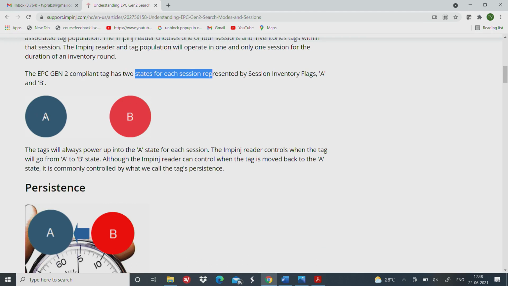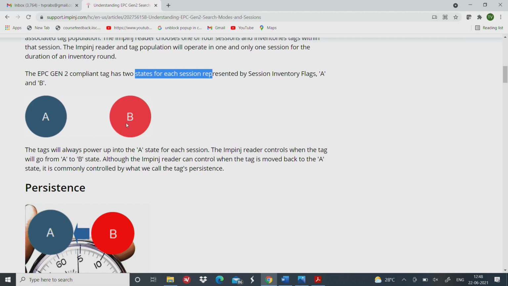In single target what actually happens is this A state that you see here, it inventories itself to the reader and then goes to B state and remains in B state. Okay, it remains in B state. How long it remains in B state is another problem. In some cases it can come back after a few hundreds of milliseconds, in some cases maybe a few thousands of milliseconds later. Okay.